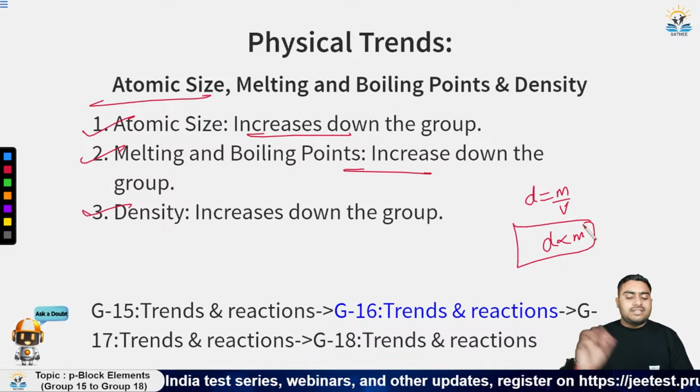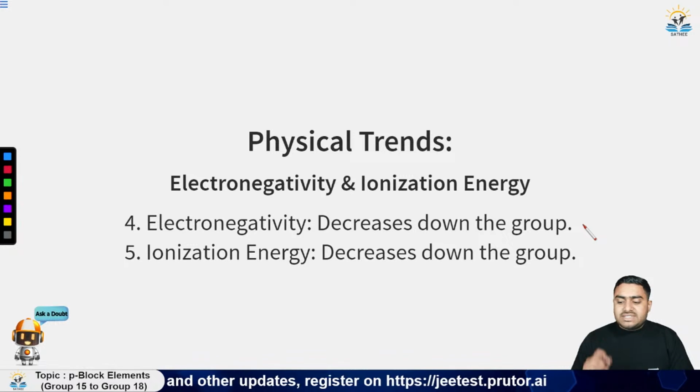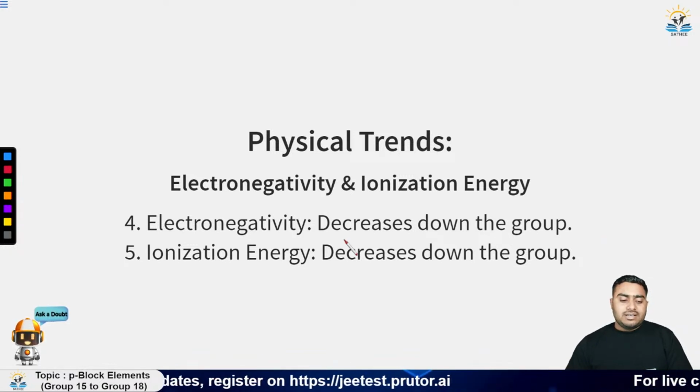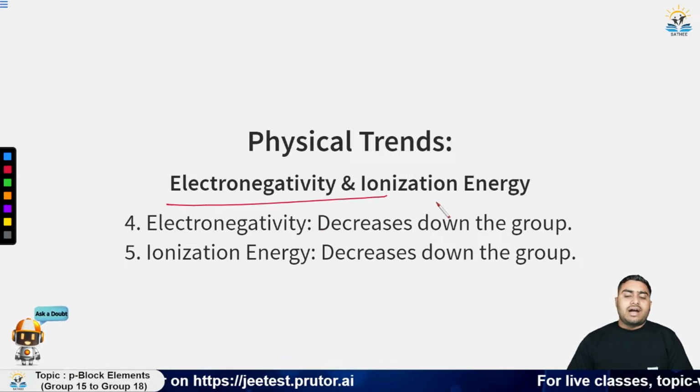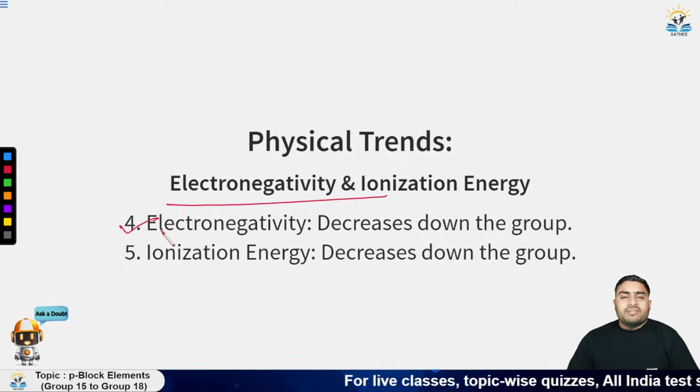So if mass increases, density also increases top to bottom in a particular group. Now I want to go with the physical trends. Physical trends, like you can see electronegativity and ionization energy, we are discussing physical trends. Electronegativity, you know very well.